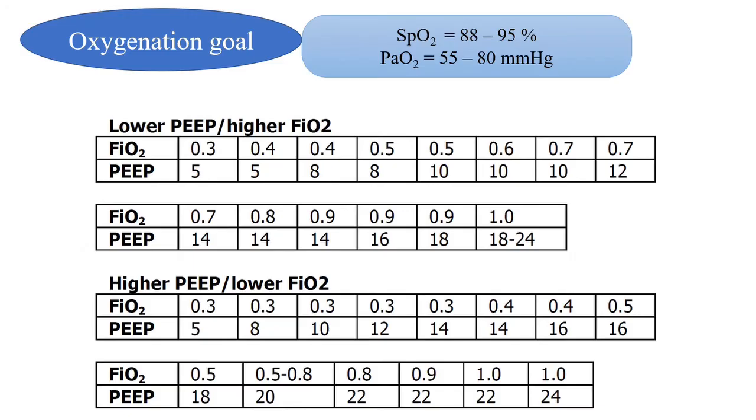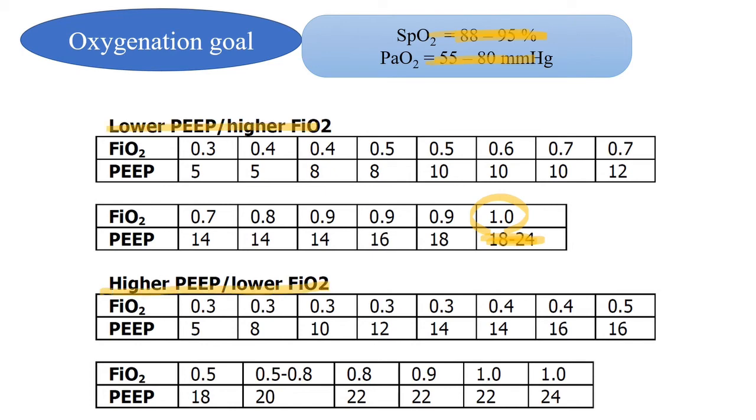And there is a famous table for the FiO2 and PEEP. We should know that our target saturation in those patients is 88 to 95%, and our target PO2 is 55 to 80 millimeters of mercury. If you had a patient with an FiO2 of 1, your PEEP level would be 18 to 24. This is the lower PEEP, higher FiO2, and this is the higher PEEP, lower FiO2.